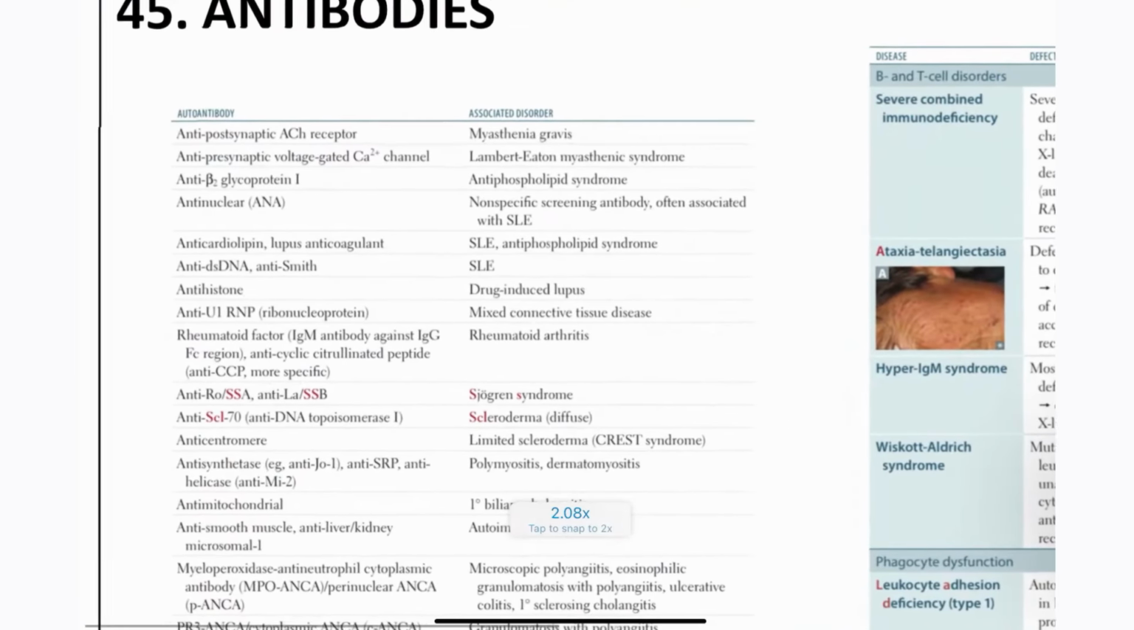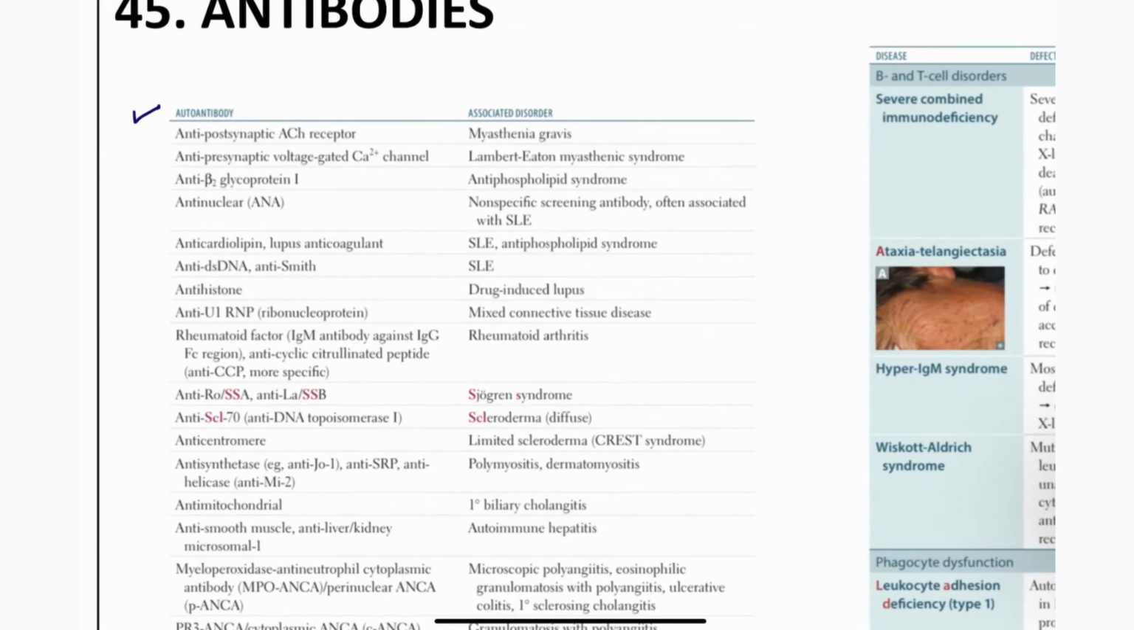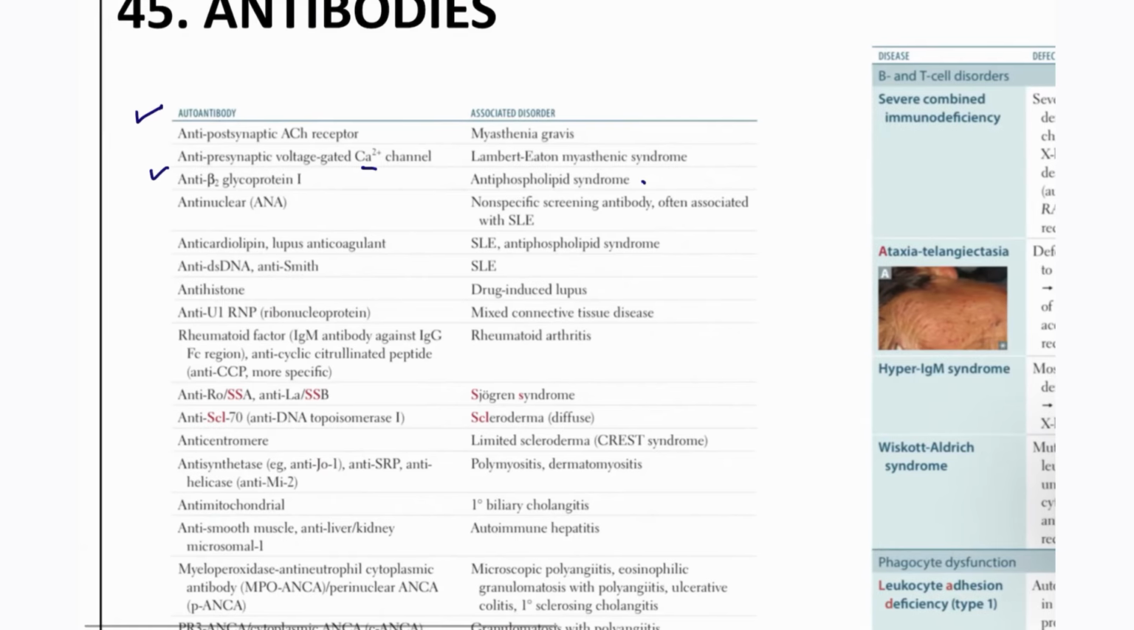So the anti-post synaptic ACH is for myasthenia gravis. Anti-presynaptic voltage gated calcium channels for Lambert Eaton. Anti-beta 2 glycoprotein for the anti-phospholipid syndrome. ANA is for the non-specific SLE. Anti-cardiolipin, lupus anticoagulant, again for the anti-phospholipid syndrome and also SLE.